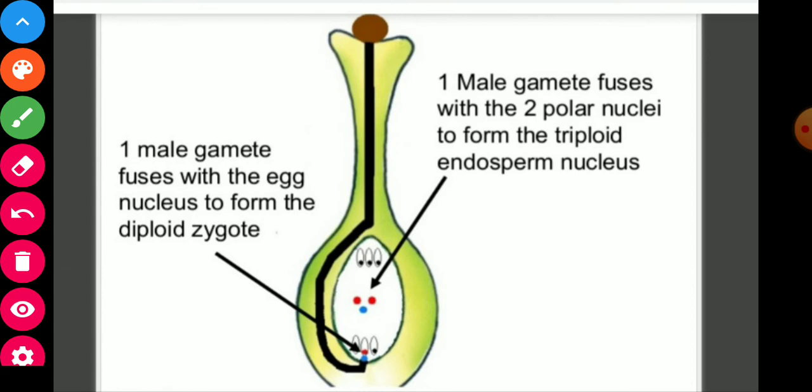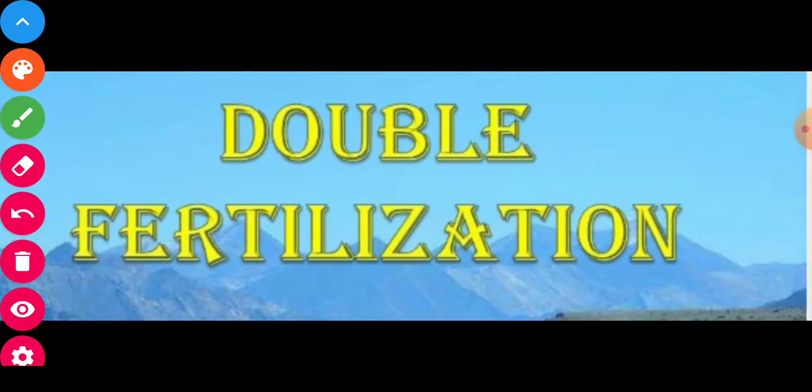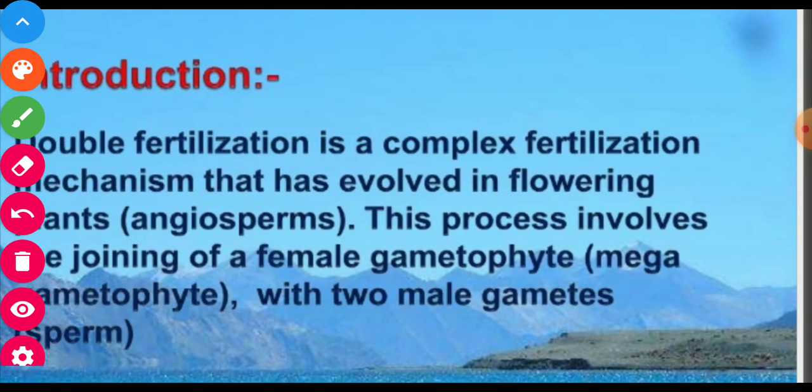Now this is the floral, female part of the plant, showing double fertilization. Double fertilization is a very important phenomenon in the angiosperms. See the double fertilization. Double fertilization is a complex fertilization mechanism that has evolved in the flowering plants, angiosperms. This process involves the joining of a female gametophyte with 2 male gametes. One female gametophyte is joined with the 2 male gametes during fertilization.